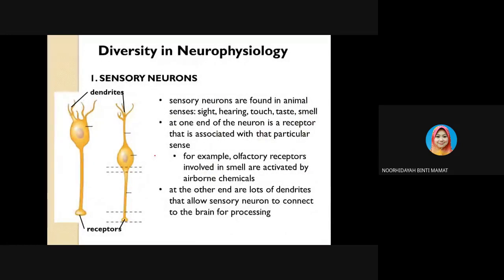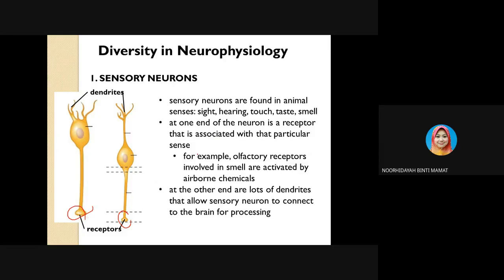So we go to the first diversity of neuron, neuron physiology, which is the sensory neuron. The sensory neurons are found in animal senses, for example sight, hearing, touch, taste, smell. At one end of the neuron is a receptor that is associated with that particular sense, either sight, touch, taste, or smell.